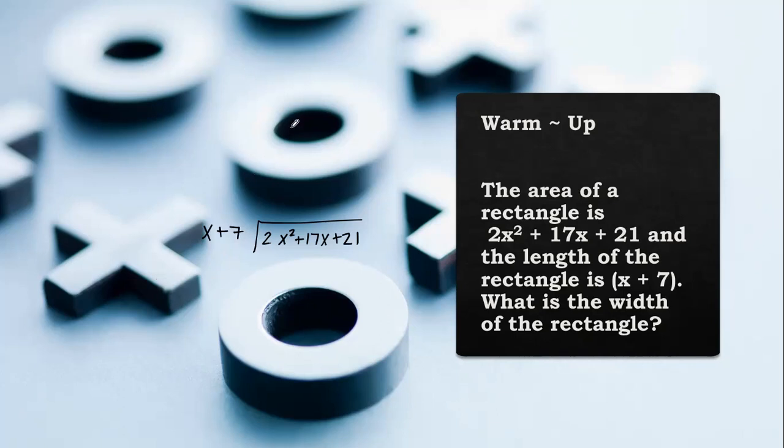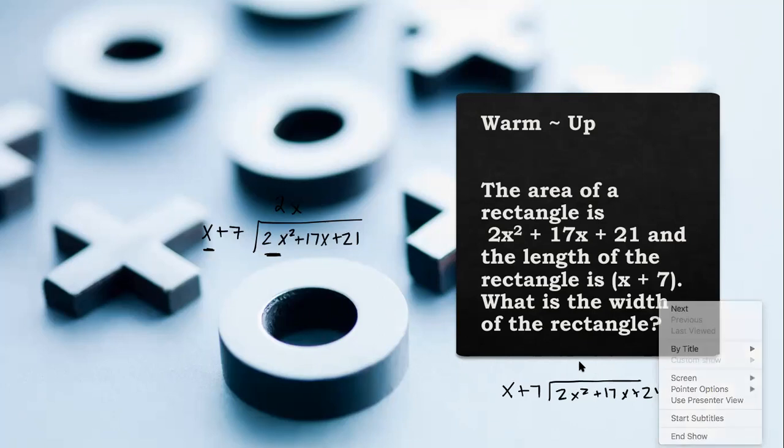So to do this, I know that I'm kind of writing black on black here, so sorry about that. x times what will give me 2x squared? 2x. Okay, yeah, you definitely cannot see that. Let me just do that here. So 2x.